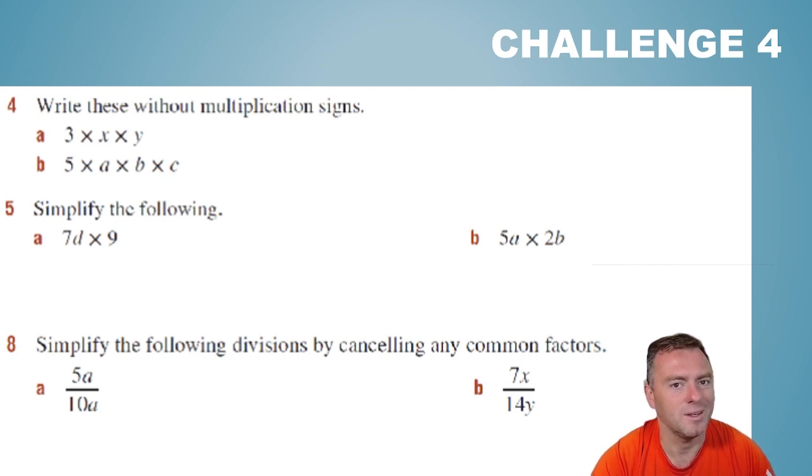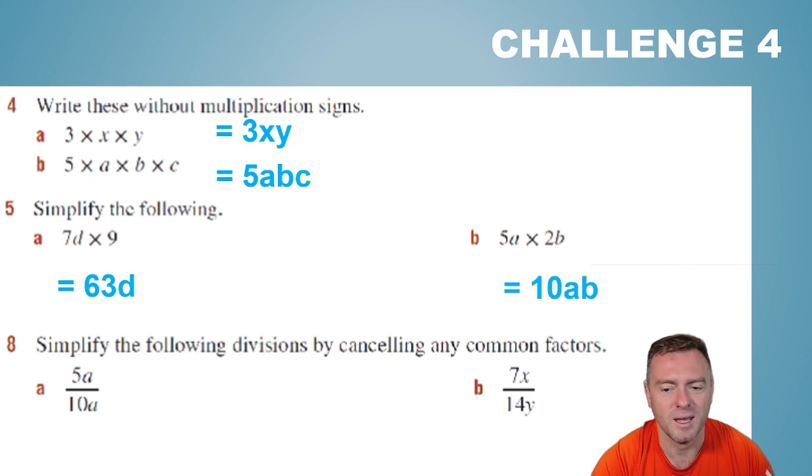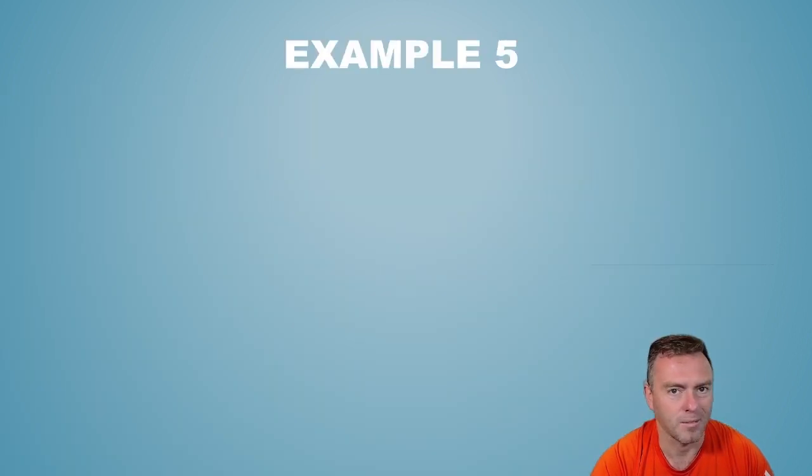So the first one is just the same as 3xy. The next one then becomes 5abc. The next one then becomes 63d. And the next one becomes 10ad. The next one we can group down, so we can divide both the top and bottom by 5 and cancel out the a, and that gives us just a half. And the next one we can divide the top and the bottom by 7, so we're left with 1 and 2, but then we're just left with the x and the y on the bottom.